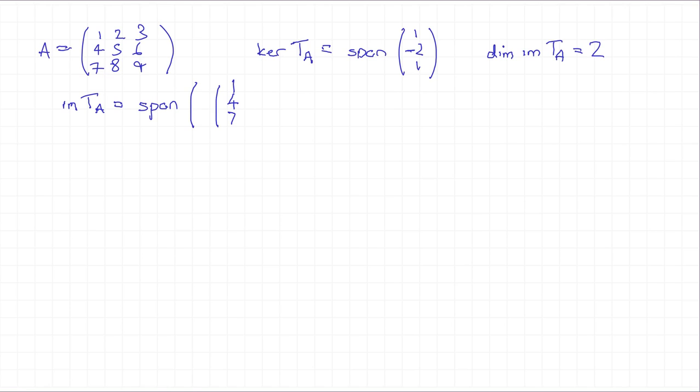1, 4, 7, 2, 5, 8, 3, 6, 9. So those columns are not a basis of the image of TA, because the dimension of the image of TA is 2, so a basis must have size 2. So let's say we want to complete our study of linear map TA by finding a basis for the image.